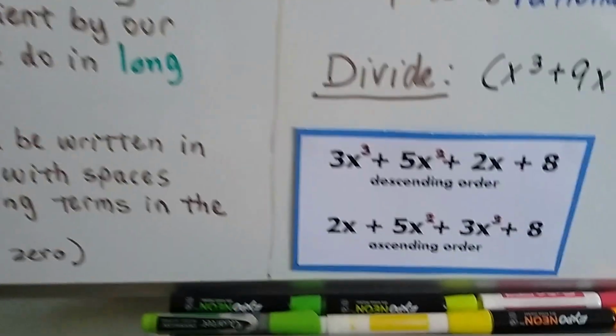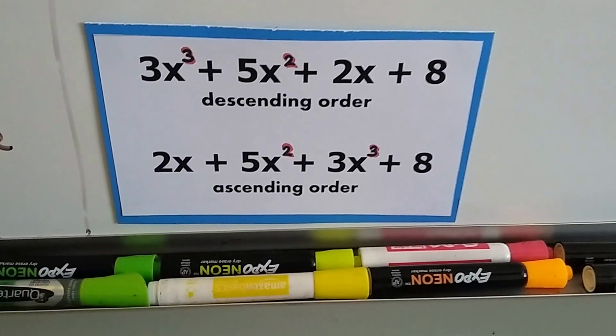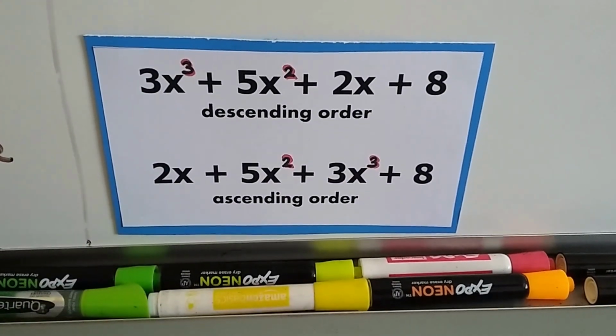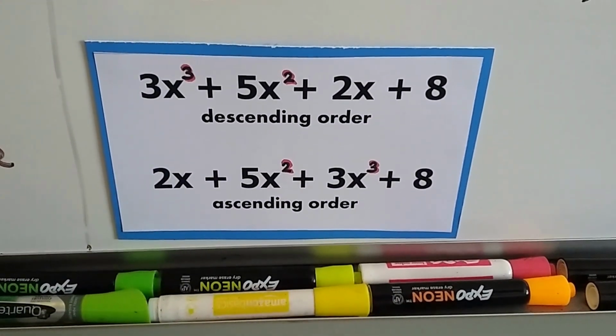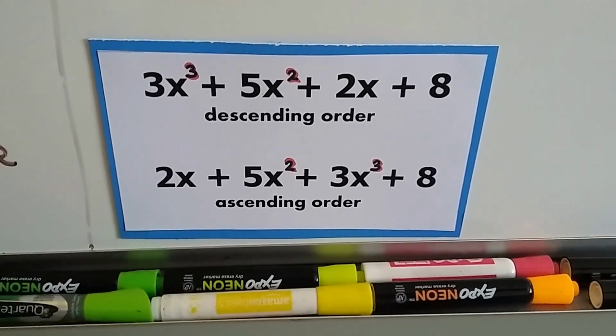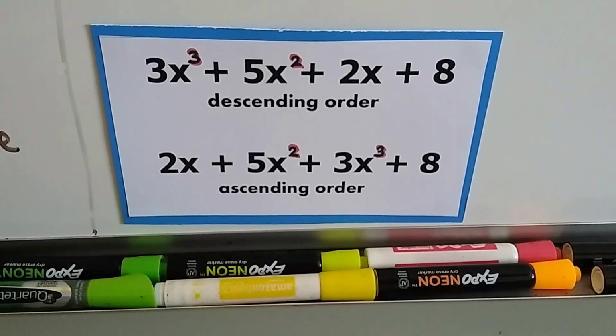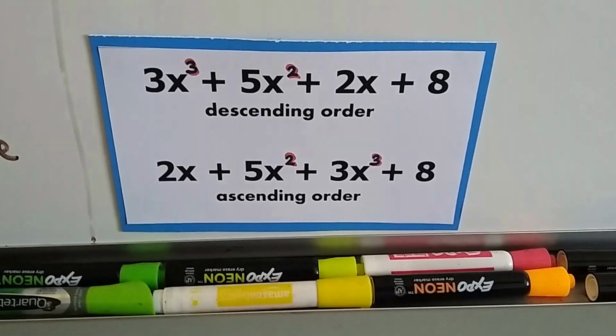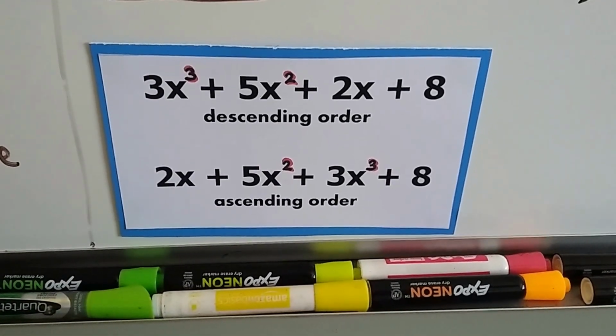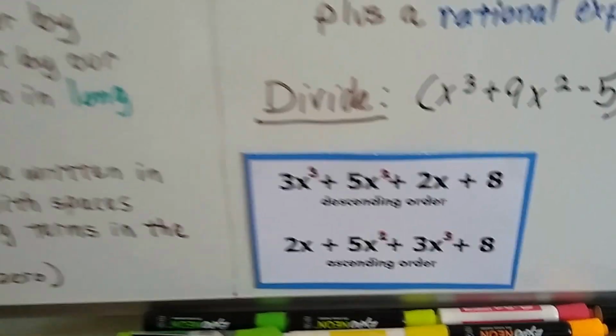So descending order means that the exponents are going to slowly go down. So we'll have x to the third, then x to the second, then x to the first. In ascending order, they go up. X to the first, x to the second, x to the third. So we're going to use the top one. And if there's any missing ones, we'll put 0x to the second or 0x. And I'll show you. Okay?